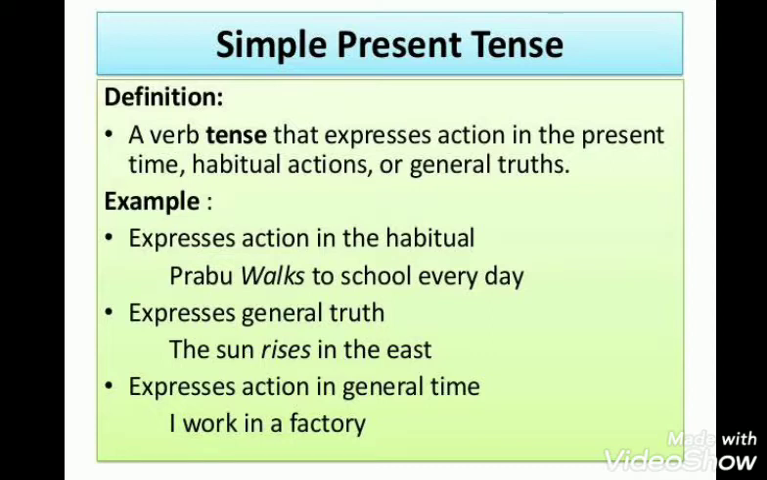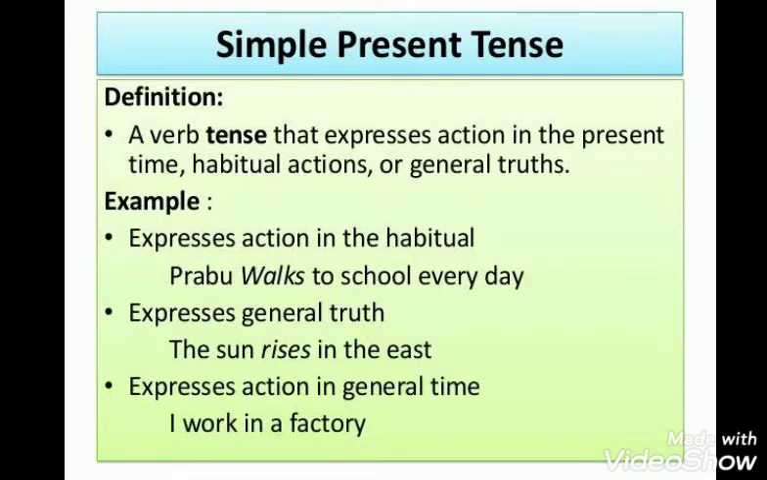Understand? Now let's take an example. Expresses action in the habitual. For example, I go to school every day. It's a routine action, isn't it? So it's an example of present simple tense. Expresses general truth, something which is a fact. The sun rises in the east. It's a fact, right? So it's also an example of present simple tense.